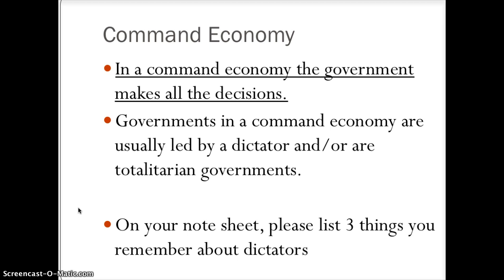So on your note sheet, please list 3 characteristics that you remember about dictators. Pause here if you need to.